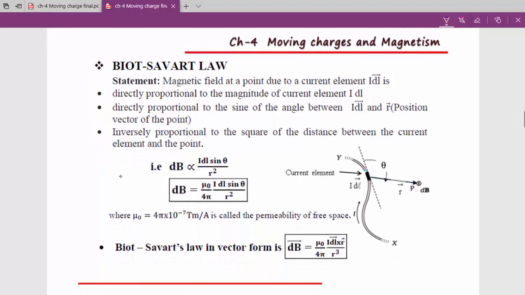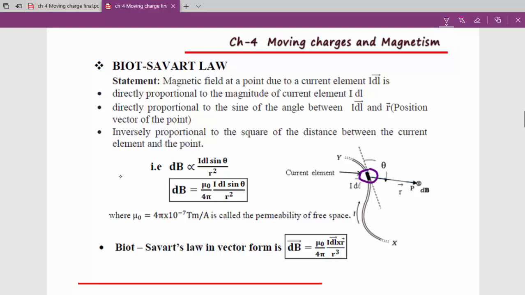Okay, with this cyclotron done, let us move to the next part, Biot-Savart's law. It is a very simple law which gives the magnetic field produced at a point due to a current element. What is a current element? It is a small portion of the current carrying conductor. This small portion of the current carrying conductor is called a current element. Just as dl is a small part of a body, a current element is a small part of the current carrying conductor.